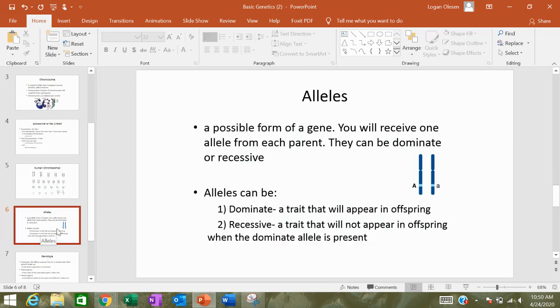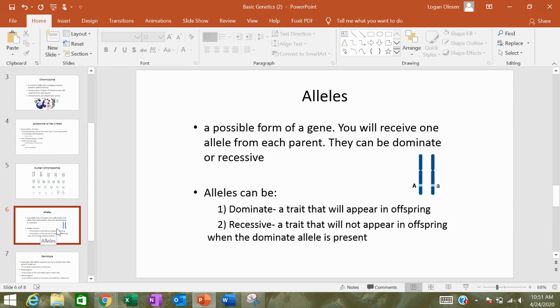Now, as for alleles, an allele is a possible form of a gene. You'll receive one allele from each parent. They can be dominant or they can be recessive. Now, dominance and recessiveness are new terms to you. Most of you probably understand the term dominant because you can dominate something, which means you overcome something.